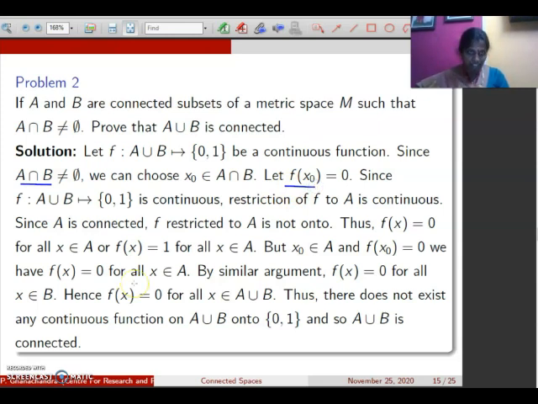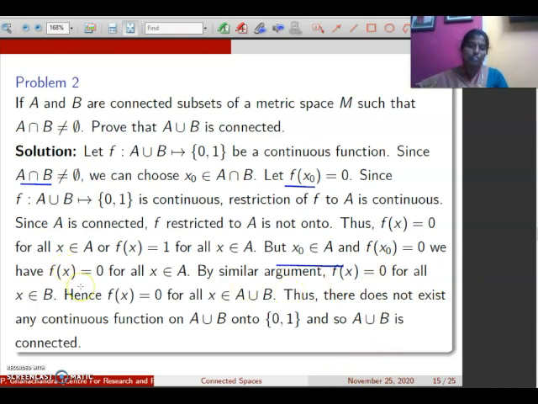Since f is continuous, the restriction map is also continuous. Therefore, f of x equals 0 for all x belonging to A, or f of x equals 1 for all x belonging to A, since A is connected and the restriction of f to A is continuous. But x0 belongs to A. We took x0 belonging to A intersection B, and f of x0 equals 0.